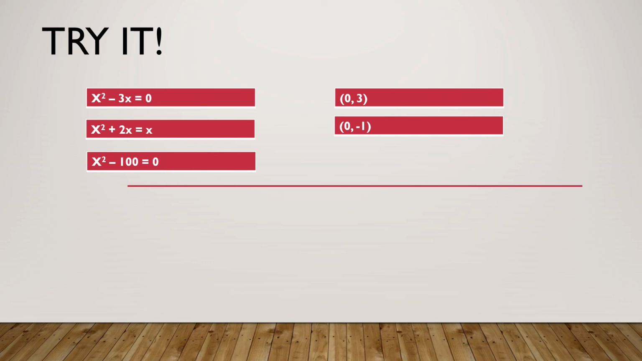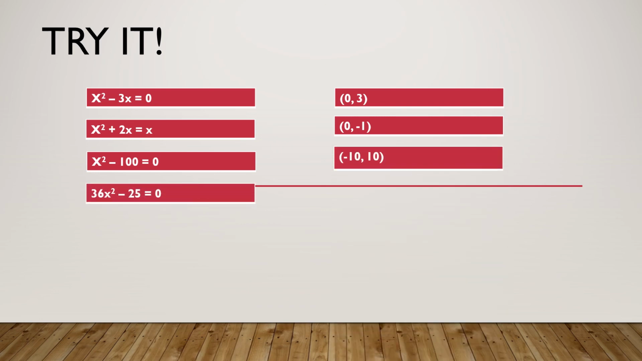Okay, next is x squared minus 100 equals 0. So this is under difference of two squares. So just get the square root of 100, which is 10. So the solutions would be negative 10 and positive 10.